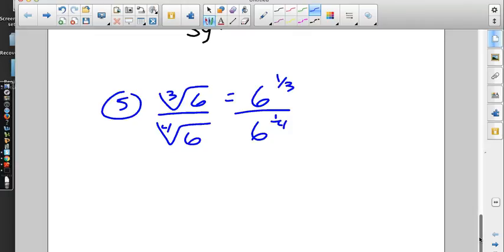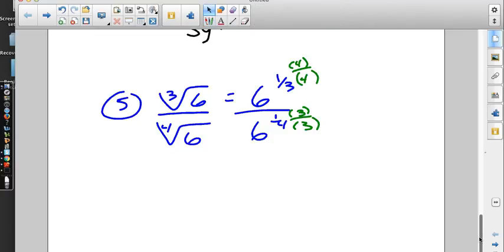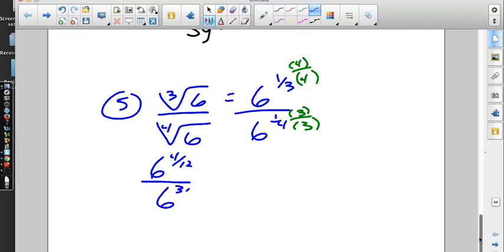Common denominators, yeah. Because what do we have to do with those two powers? Subtract. So 3 and 4, what you got? 12. That one's going to need a 4, top to bottom. That one's going to need a 3. Six to the 1/12. Beautiful. We do have to put it back in radical form because that's how it came to us.